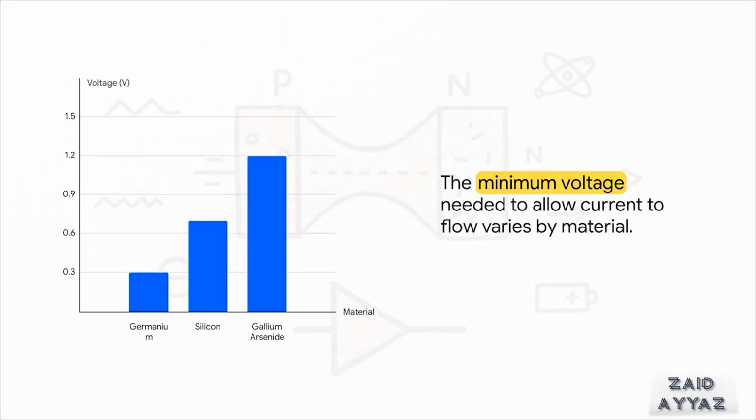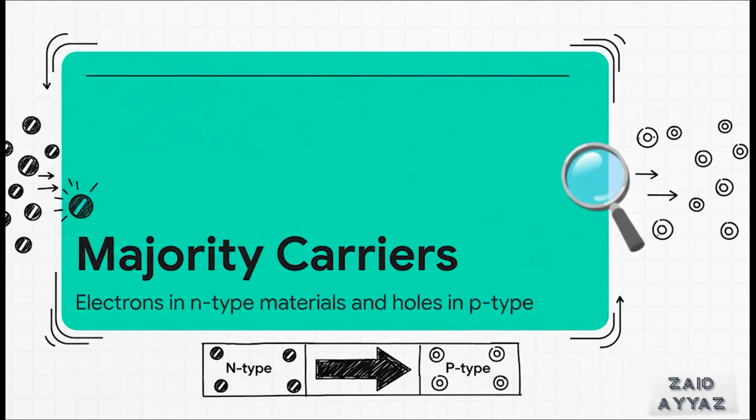And what's really interesting is that the amount of push you need depends on what the diode is made of. Take a look here. A germanium diode, for example, only needs about 0.3 volts to open that gate. Silicon, which is by far the most common type you'll ever find, needs a little more of a nudge, about 0.7 volts. And then you have other materials like gallium arsenide that need an even bigger push, all the way up at 1.2 volts.